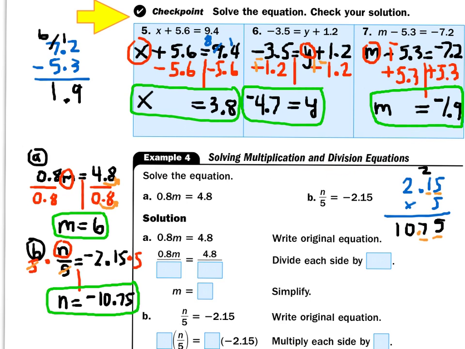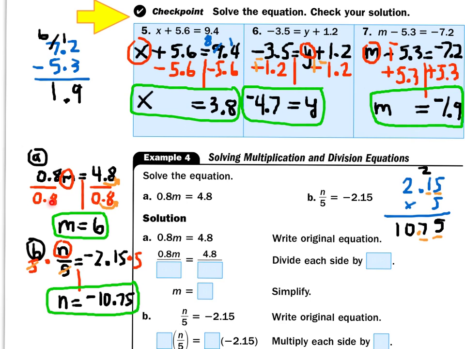Take a look at example 4, solving multiplication and division equations. Okay, take a look at A. I have 0.8m equals 4.8. Well, I circle my variable. I let the wall come down. Notice how the 0.8 is being multiplied by the m. So that's what I see, multiplication. The only way to destroy multiplication is to divide both sides by 0.8. And that's what I did.